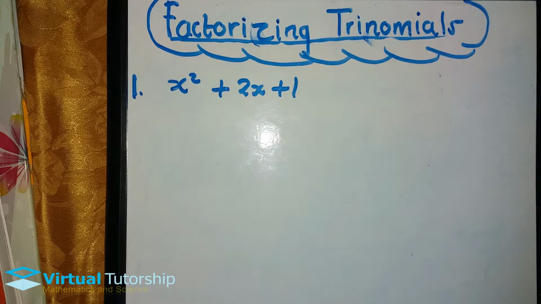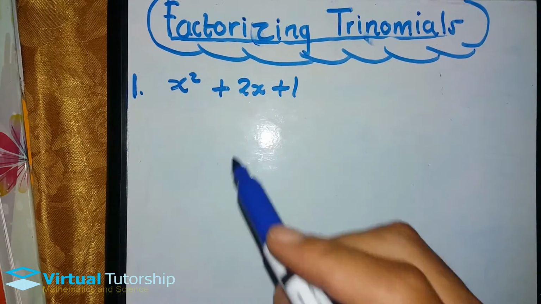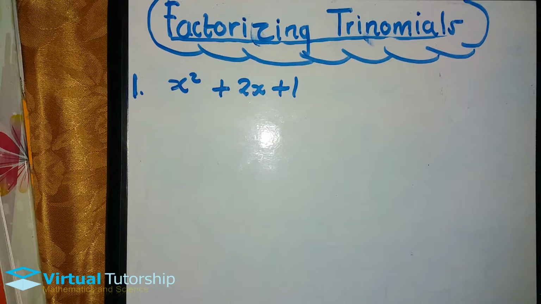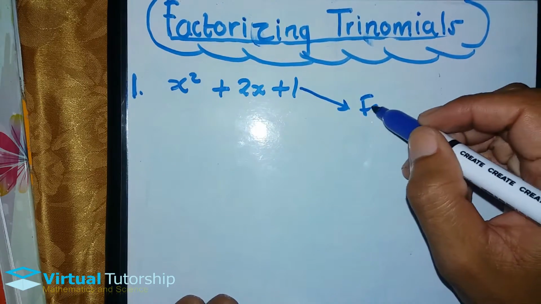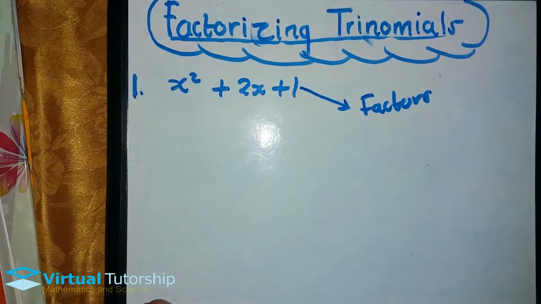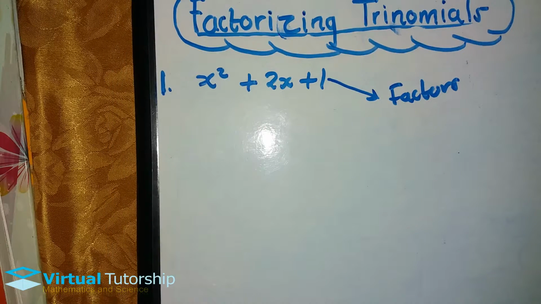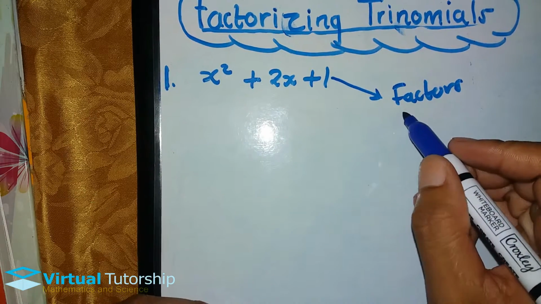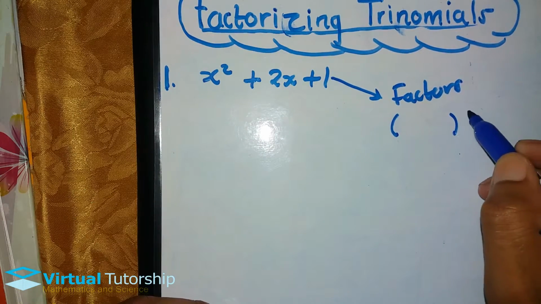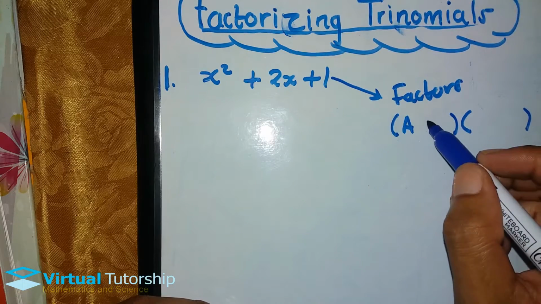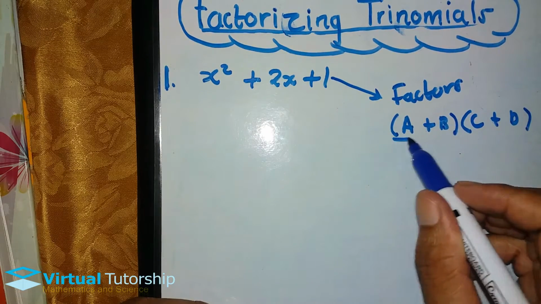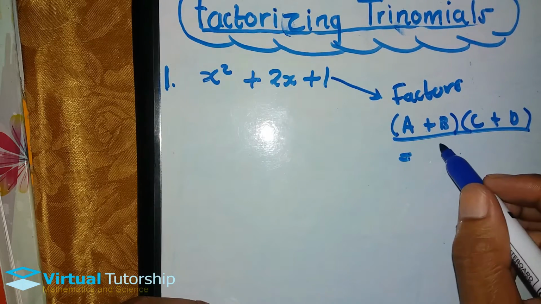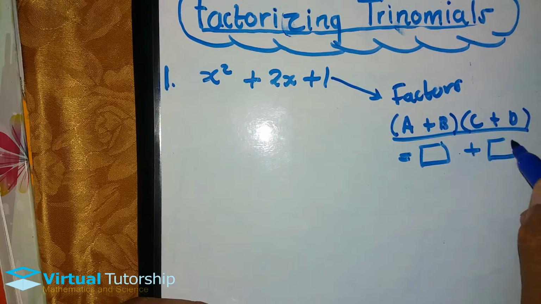Okay, now I have a trinomial here, which is x squared plus 2x plus 1, right? And then we find the factors for this trinomial. Well, the factors, you remember from the distributive law, if you multiply 2 binomials, the answer is a trinomial.